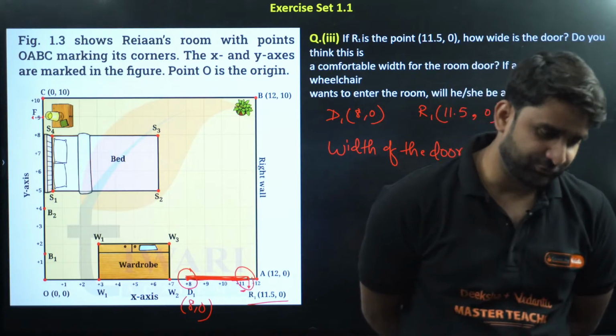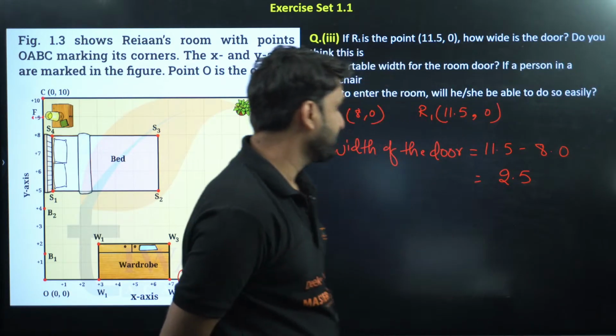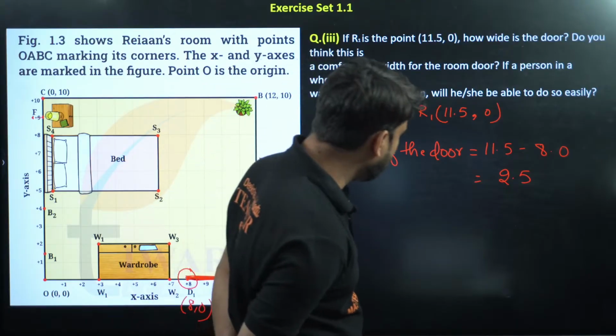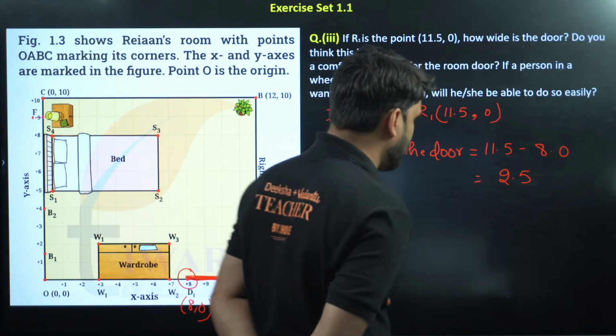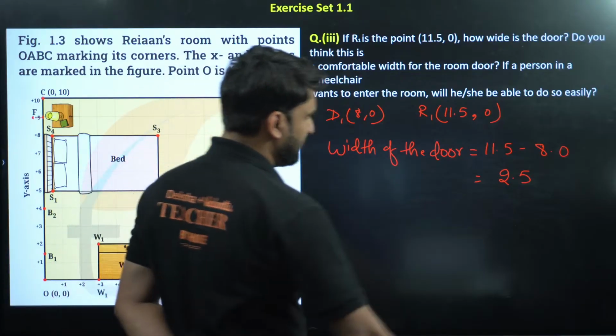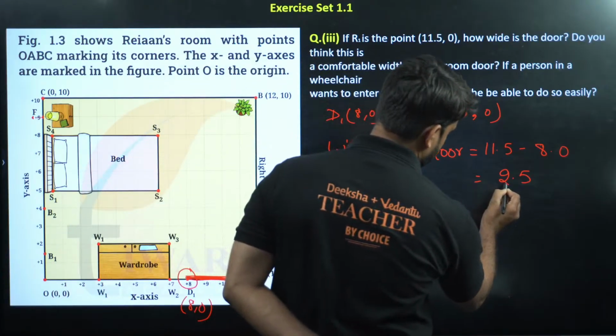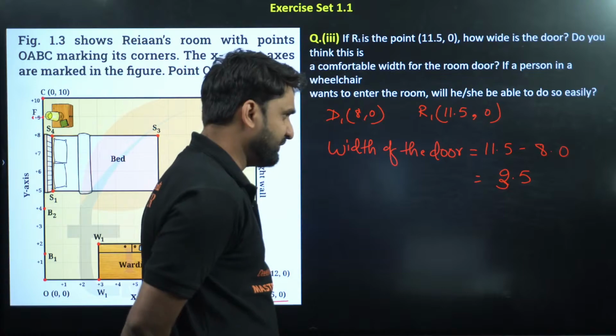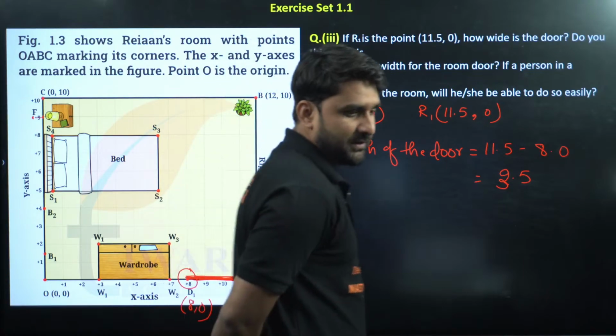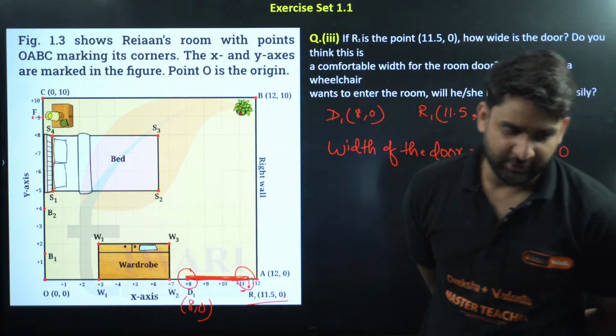(11.5 minus 8). Oh, this will be 3.5. We have made some mistakes there. Yeah, 5.5. Yeah, 3.5 will be there. So yes, 3.5 unit.